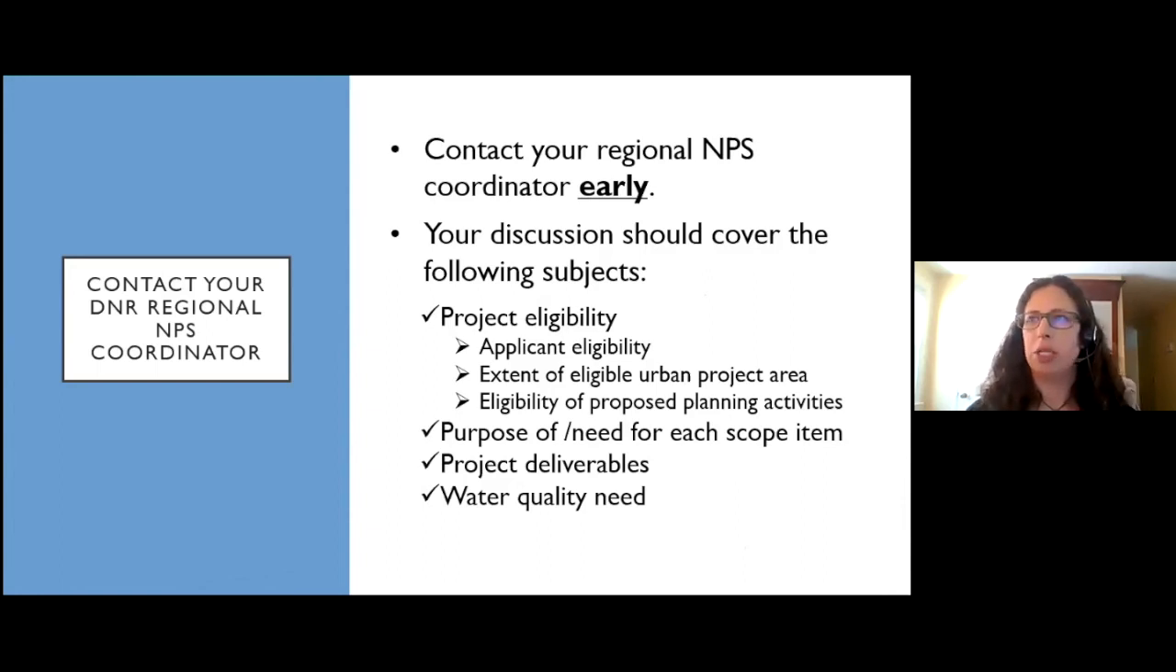So when you call, make sure to cover at a minimum the following topics: project eligibility, which includes applicant eligibility, extent of eligible urban project area, eligibility of proposed planning activities, the purpose or need for each scope item, the project deliverables, and the water quality need.